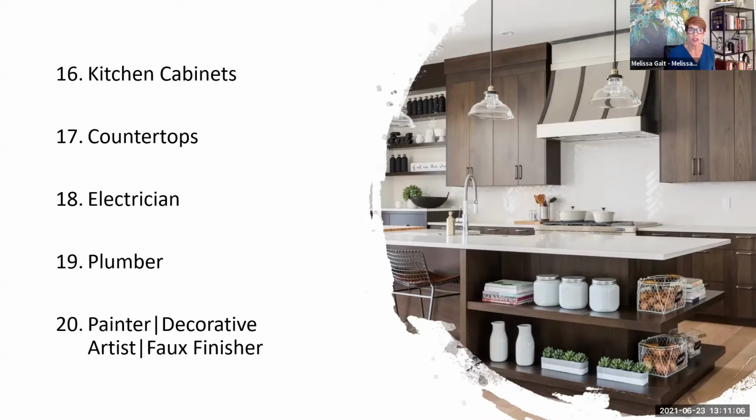Countertops, electrician, plumber, painter, decorative artist, faux finisher. We work with a lot of trades. That's a big deal. And I want you to own the fact that coordinating these people and selecting the right fits for each project is a very big talent. So I'm hoping at this point you're feeling kind of like, wow, this is a big deal, because it is.